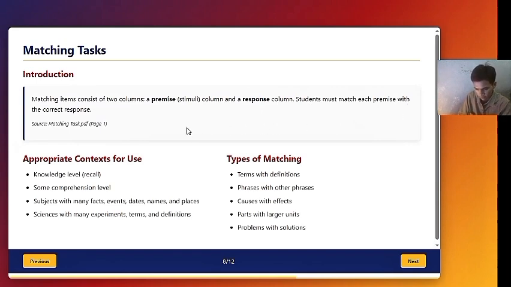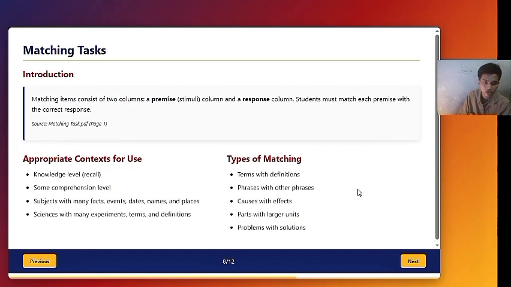It is exceptionally effective for assessing knowledge at the recall level, and also appropriate for subjects with many facts, like history, with events, dates, names, and places, and subjects like science that have many experiments, terms, and definitions. Types of matching, as you can see here, include terms with definitions, phrases with other phrases, causes with effects, parts with larger units, and problems with solutions. These are some of the many types of the matching task.